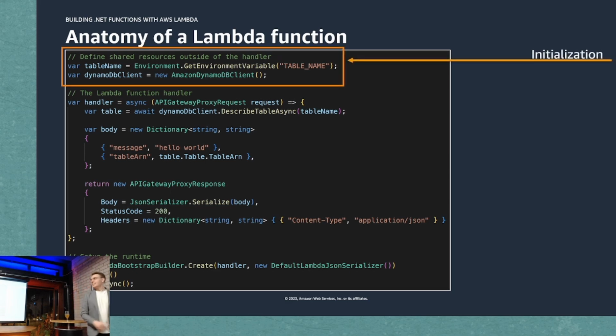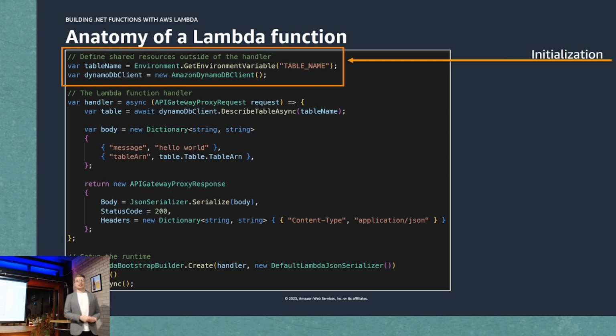Anything that can be shared or reused from request to request, you want to do that work and define that outside of the handler itself. So you can see outside of our handler method there, we're both loading a variable from the environment, and we're also initializing an AWS SDK. The reason you're doing that is that then that only needs to happen once per execution environment. And that's where your bugs can sneak in across runs.